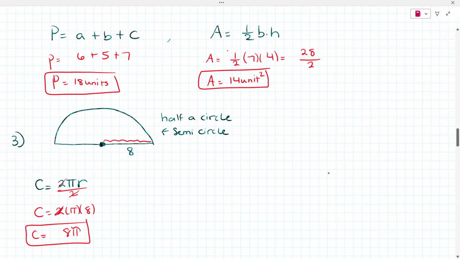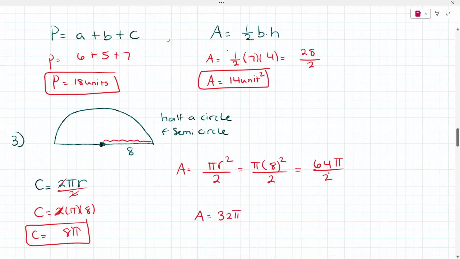Okay, now what about the area of a semicircle, not a full circle? The area of a regular full circle is pi r squared, but we're talking about a semicircle, so you're going to divide this by 2. So it's going to be pi, my radius is 8, squared, over 2. 8 squared is 64, pi over 2, which is 32 pi units. And then we've got to square it.